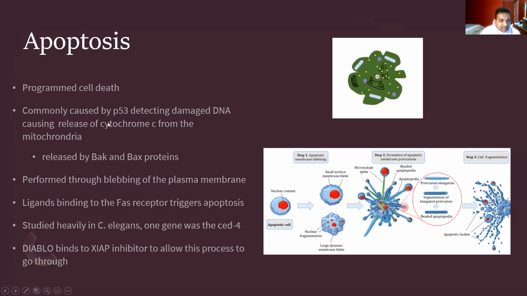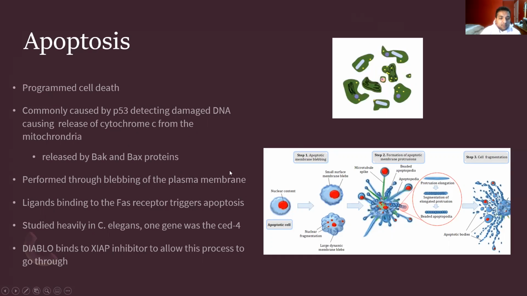And cytochrome C acts as a signaling molecule. There's a bunch of cytochrome C. There's not just one or two in the mitochondria. There's a lot. And there's also quite a few mitochondria. So this is a massive signal to say, hey, we need to start our cell death, our programmed cell death.